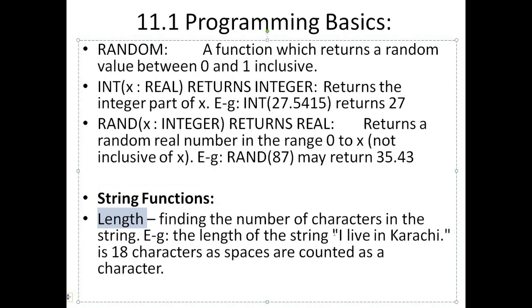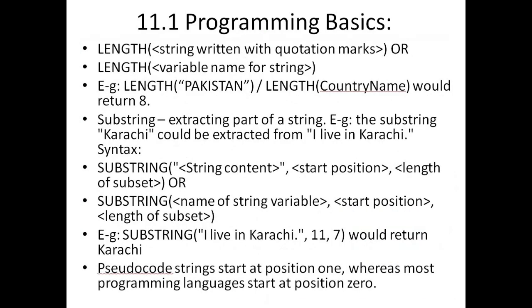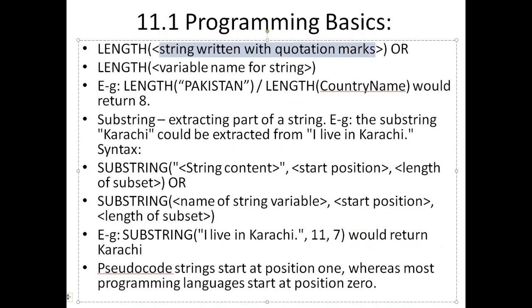For example, the length of the string I live in Karachi is 18 characters, as spaces are counted as characters as well. We write it like this: length, string written with quotation marks, or length and then the name of the variable that contains the string. For example, length Pakistan or length country name would return 8.